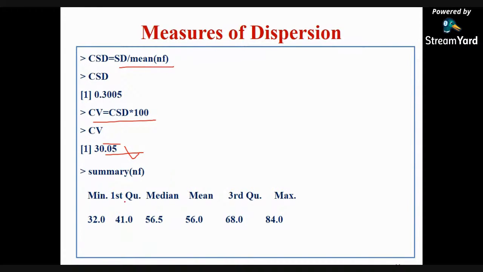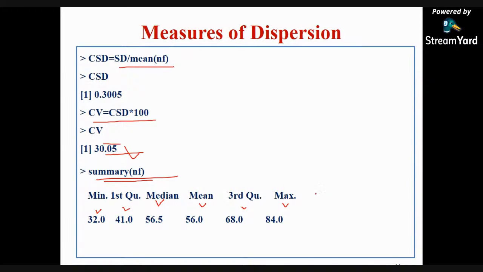Okay, and in R we have an inbuilt function called summary. When you use this inbuilt function summary, we automatically get these values. We get the minimum value, the first quartile, the median, which means the second quartile, and then the mean value. Mean means the arithmetic mean. We get the third quartile, and we get the maximum value.